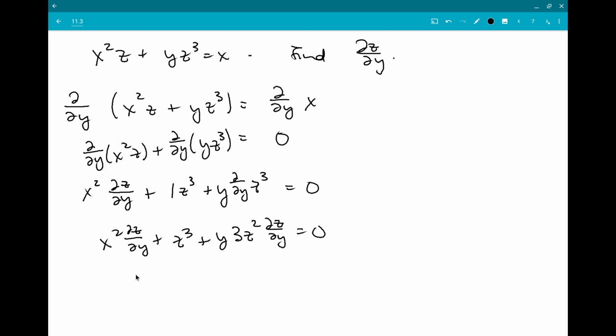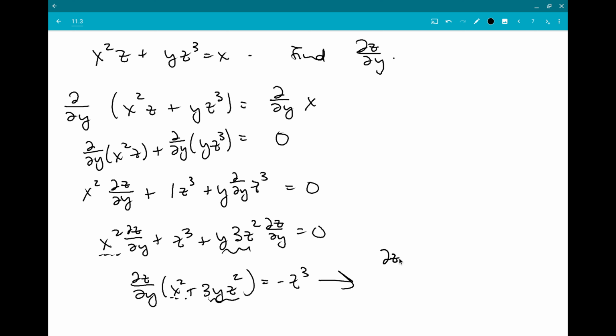And now I just want to solve for dz/dy. So I've got that it's multiplied by x squared and y3. I'll just go ahead and fix that right now. 3yz squared. That came from here and here. Equal to minus z cubed. So my dz/dy is minus z cubed. That's a bad underline. All over x squared plus 3yz squared.